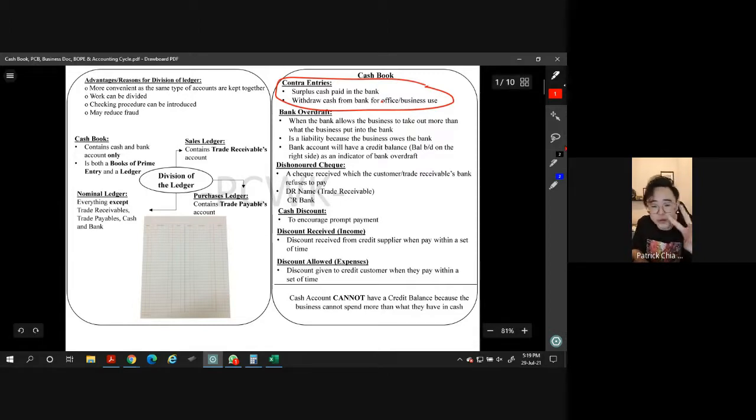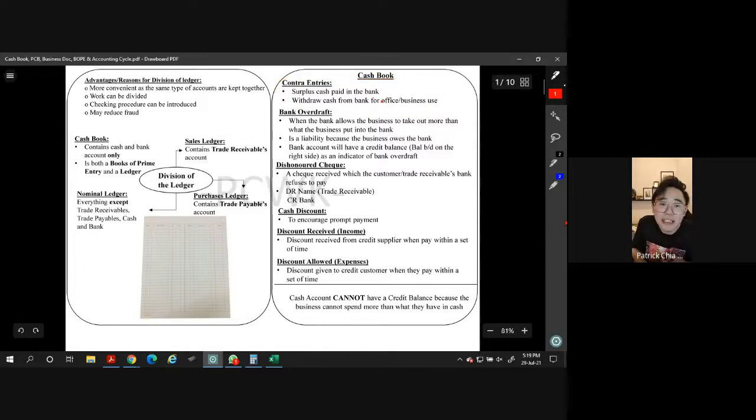So 2 situations: cash to bank, and another one is taking out money from the bank so that we have enough cash. So you must know how to do contra entry in the cash book, because if you don't know how to do it, you will straight away lose 2 marks here. Okay, 1 transaction has 2 things to do with it. So you lose 2 marks if you don't know what to do.